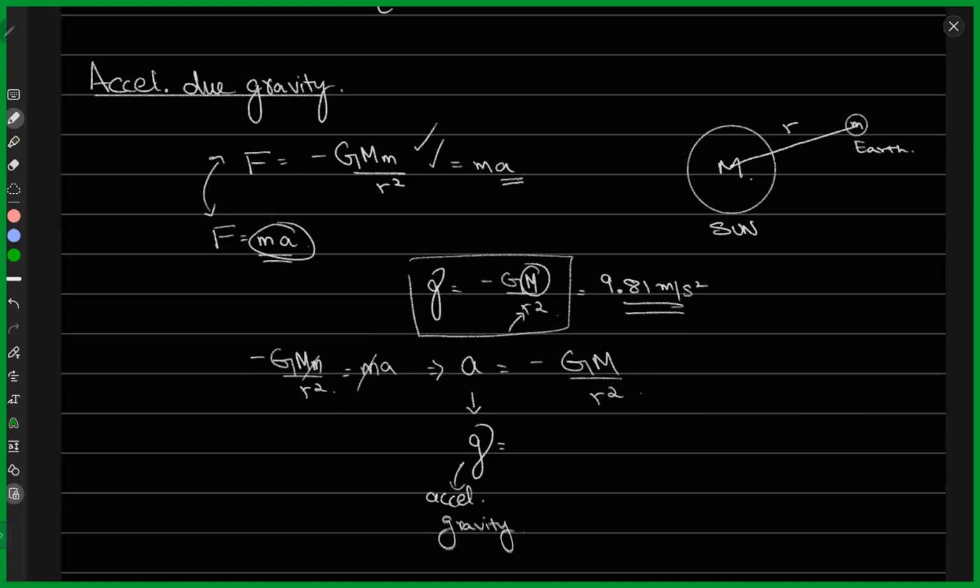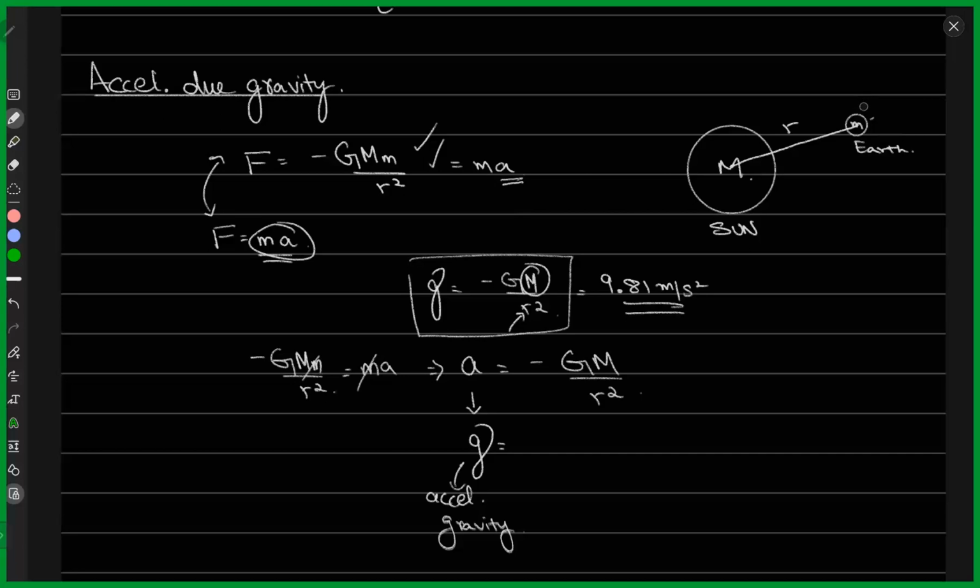And because this force is gravity, that acceleration is going to be the acceleration of the Earth being attracted towards the sun. It would be the acceleration of any object that is on the surface of the Earth, right? And that is the acceleration due to gravity.